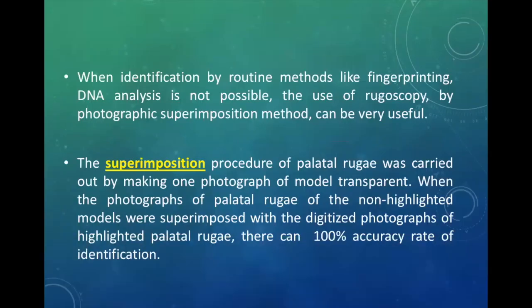When identification by routine methods like fingerprinting and DNA analysis is not possible, use of rugoscopy by the photographic superimposition method can be very useful. The superimposition procedure of palatal rugae was carried out by making one photograph or model transparent. When the photographs of palatal rugae of non-highlighted models were superimposed with the digitized photographs of highlighted palatal rugae, there was a 100% accuracy rate of identification.